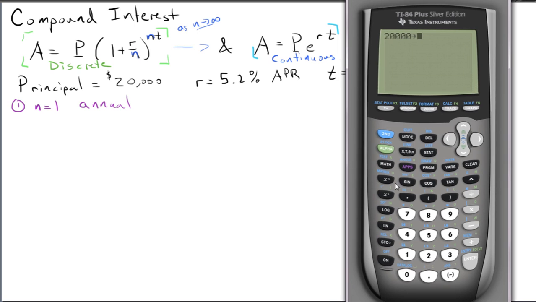I could do alpha p, 3, 4 zeros, store that as alpha p. If I wanted to, I could store it.